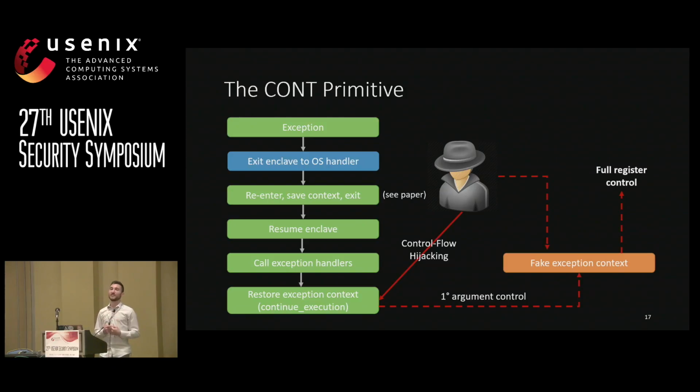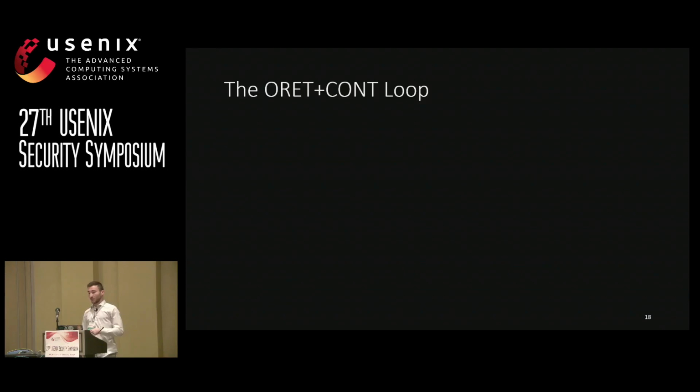However, the attacker needs to be able to control one CPU register before, which is the register for the first argument. So we have those two primitives, and they do slightly different things with slightly different prerequisites, but we can actually combine them. So we call this an ORET plus continue loop.